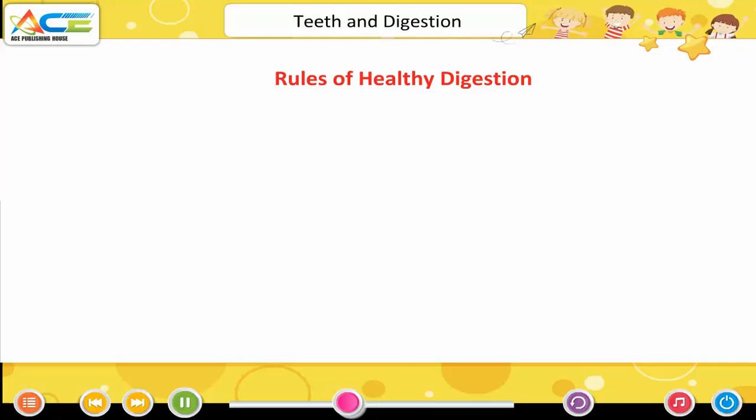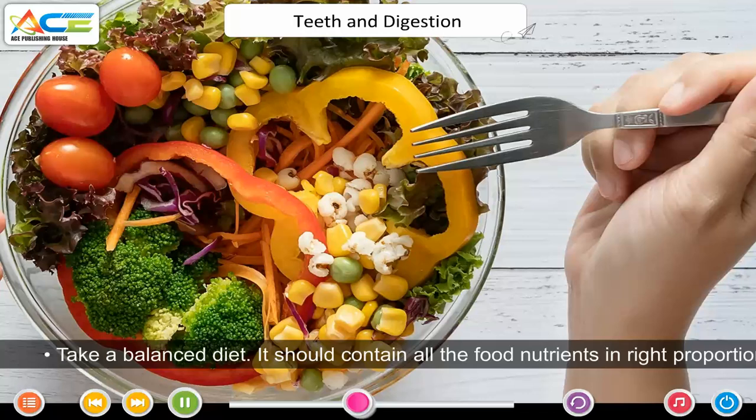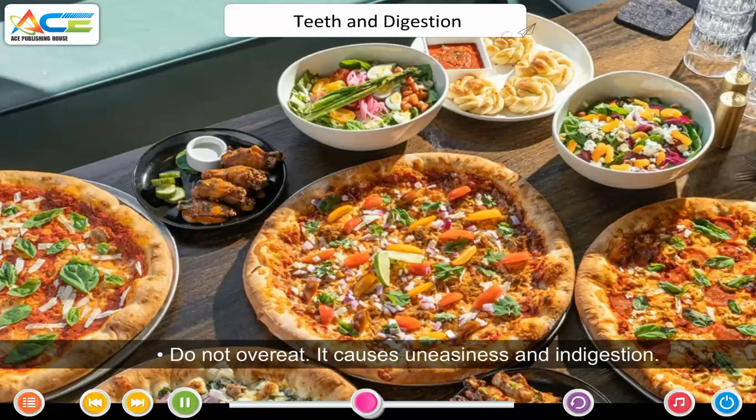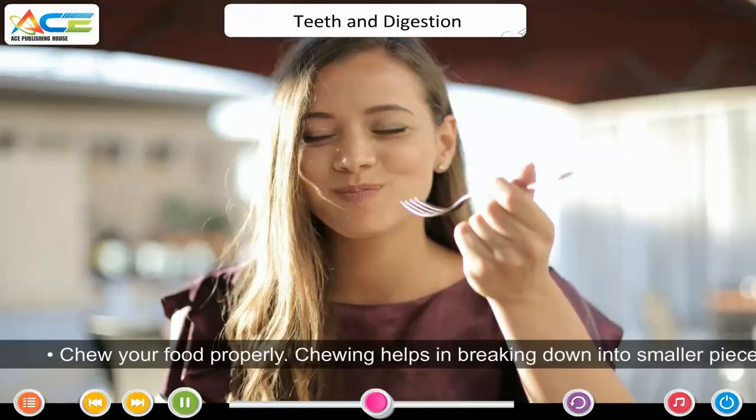Rules of healthy digestion. Drink a lot of water. It helps to remove the waste products from your body. Take a balanced diet. It should contain all the food nutrients in the right proportion. Do not overeat. It causes uneasiness and indigestion. Wash your hands properly before and after every meal.